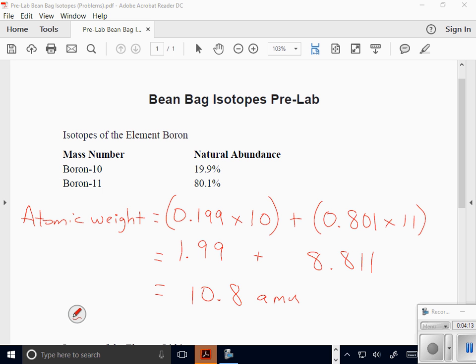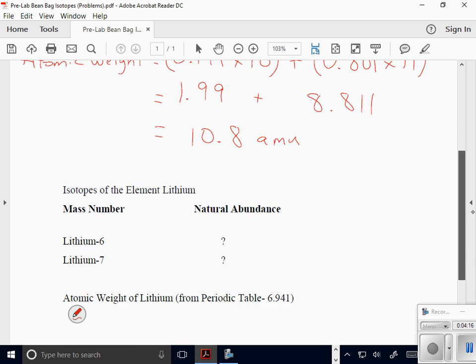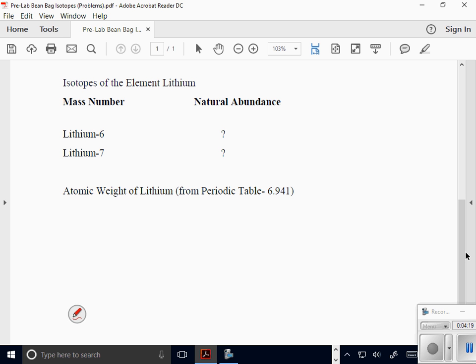All right, here is the second one. I'll give you a second to write down this. Now, this one is a little bit tougher because I have to bring out some algebra knowledge and some knowledge of percentages. I am trying to figure out the natural abundance through the relative abundance. Now, I have the atomic weight given to me. The atomic weight of lithium on the periodic table is 6.941.